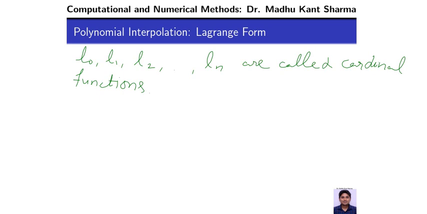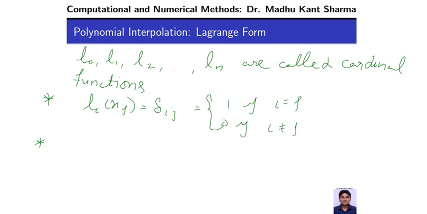Okay, so what we have observed just now is that the cardinal function satisfies the following: Li(xj) is equal to delta ij, which means it is equal to 1 if i is equal to j, and 0 if i is not equal to j. So if you use this condition for the cardinal function, clearly for, let's say, i equals 0, L0 of xi is equal to 0 for all i with 1 less than or equal to i less than or equal to n. And L0 is a polynomial of degree n.